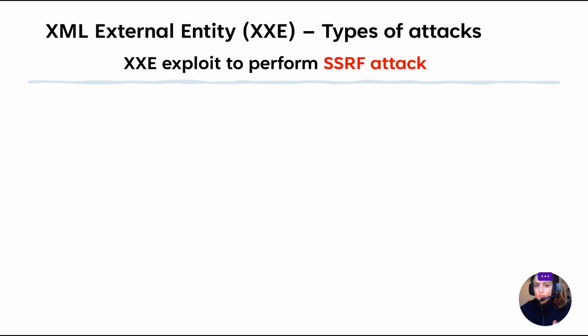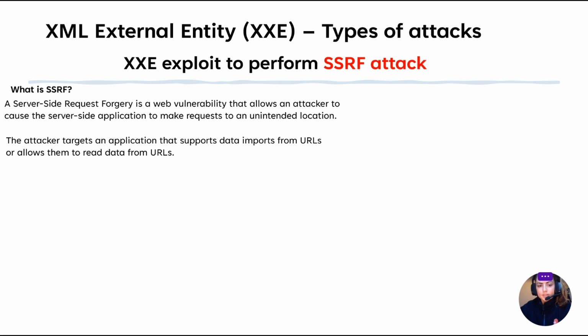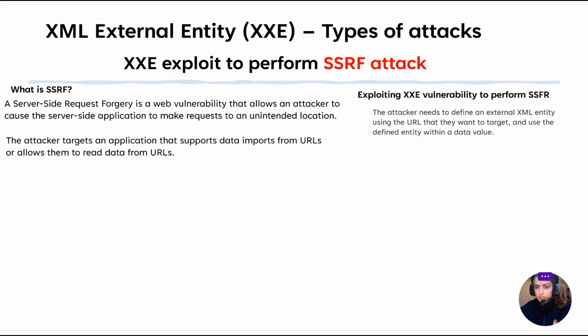All right. So the next slide is XXE exploit to perform SSRF attack, which stands for server-side request forgery. It's a web vulnerability that allows an attacker to cause a server-side application to make requests to an unintended location. So basically, the attacker targets any applications that support data imports from URLs or allow them to read data from URLs, and that's what we can do with the external entity, of course, if the application uses external entities and parses XML.